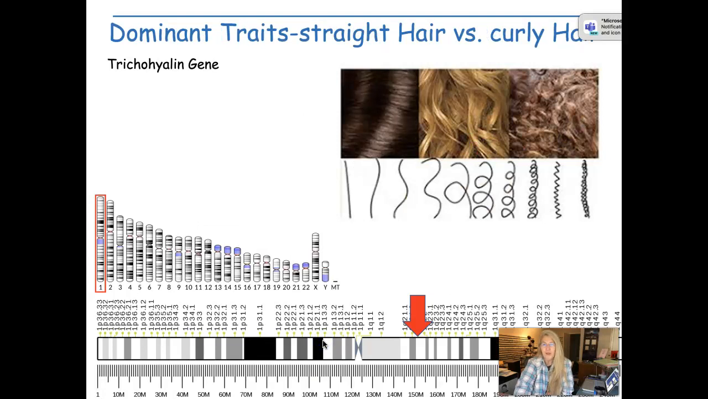Straight hair versus curly hair. Now this one has kind of some in-betweens to it. So you can use it for complete dominance, but we can also use it for incomplete dominance. And we'll get to that soon. But it is on chromosome number 1.